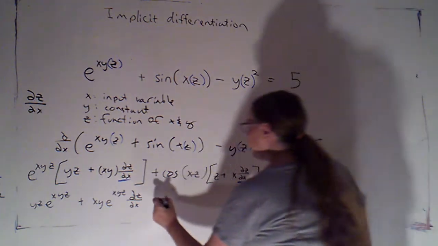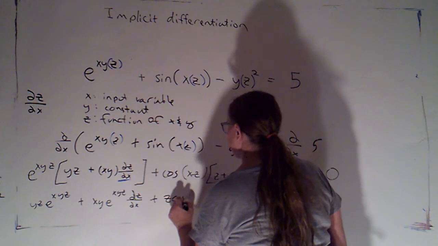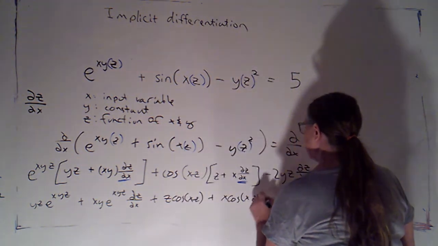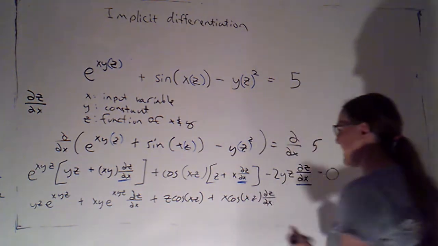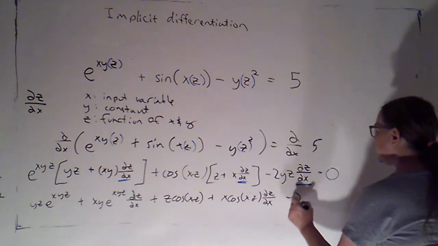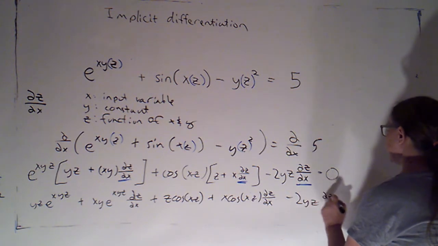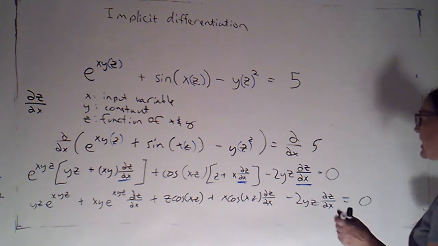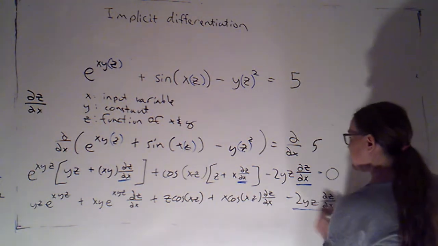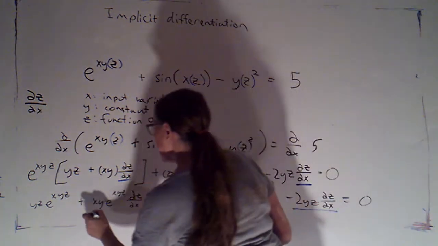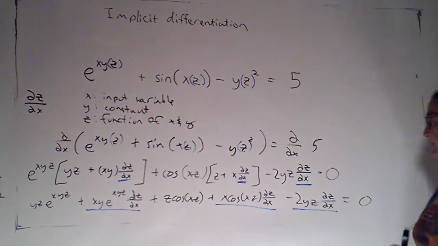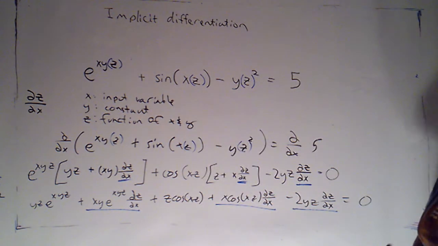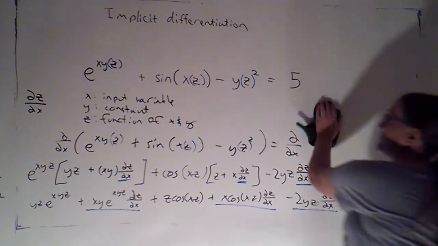Okay. So here, this would become plus z cosine of xz plus x cosine of xz times the partial of z with respect to x, and then minus 2yz times the partial of z with respect to x. And that's all equal to 0. Okay, so at this point, this term and this term and this term have a partial of z with respect to x in them. I'm going to keep them on the left side and move everything else over to the right side.